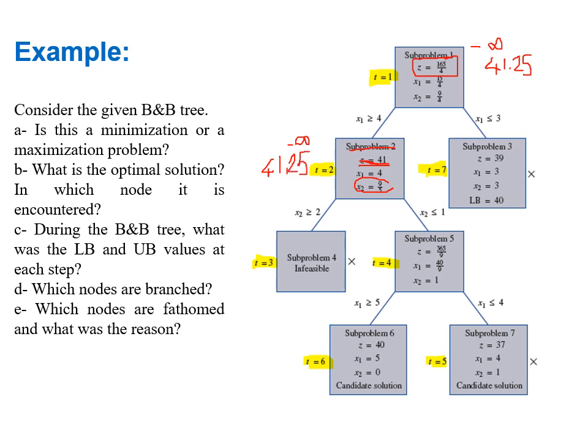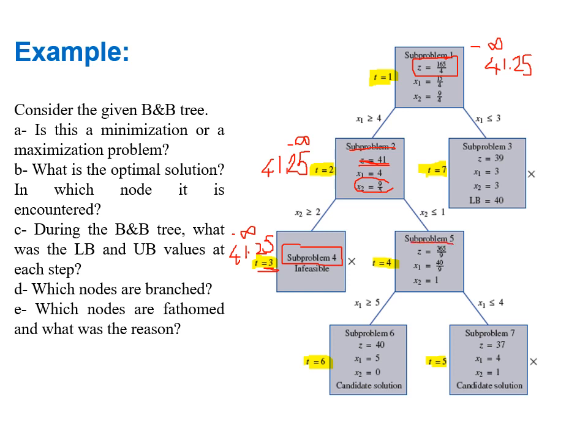Okay, then we explore subproblem 4 as the third node, and since it's infeasible, the lower and upper bounds do not change. The lower bound is minus infinity and the upper bound is 41.25. Then we move to the next node, which is subproblem 5.